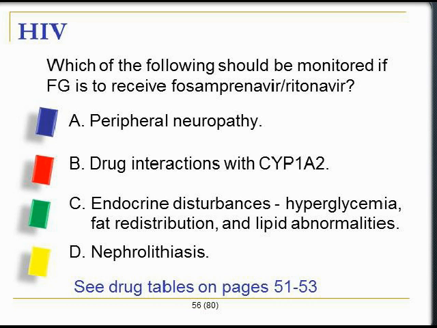This is a type of question you're more likely to see on the exam because it's not one that's dependent on the guidelines. It's just dependent on you knowing your drugs. So the correct answer is C. Peripheral neuropathy is seen with some of the nucleoside reverse transcriptase inhibitors. There are a lot of drug interactions with protease inhibitors, but they're 3A4 drug interactions. And nephrolithiasis is a side effect that we saw with sequinavir when sequinavir was used, which it isn't anymore. So the correct answer is endocrine disturbances, which are quite common with protease inhibitors.